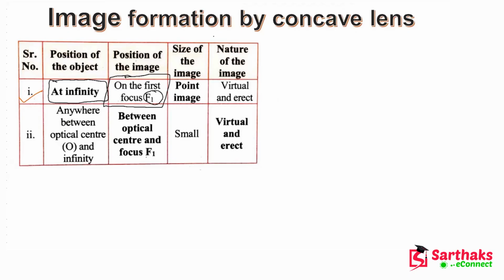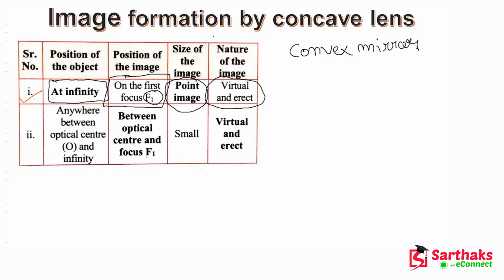Now let's talk about the size. The image size is point size. It means a point image. Let's talk about the nature. A concave lens always forms virtual and erect images, just like a convex mirror. In the case of a convex mirror also, we had seen that the convex mirror was forming virtual and erect images.